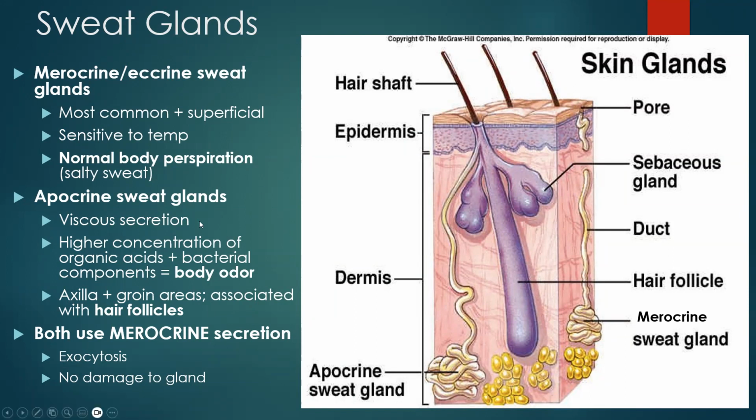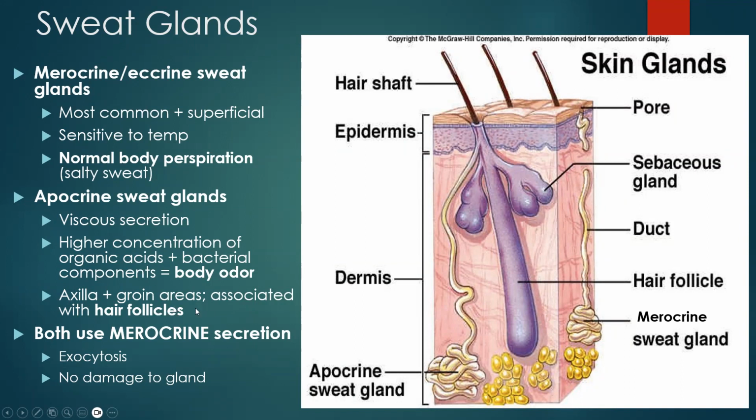We have apocrine sweat glands, which are a little stickier. They have a viscous secretion. These are usually responsible for body odor, and they're usually found in smelly areas like the groin or the armpit, the axilla, and they're also associated with hair follicles. So that will be important.